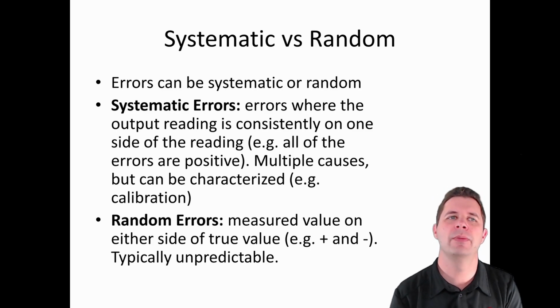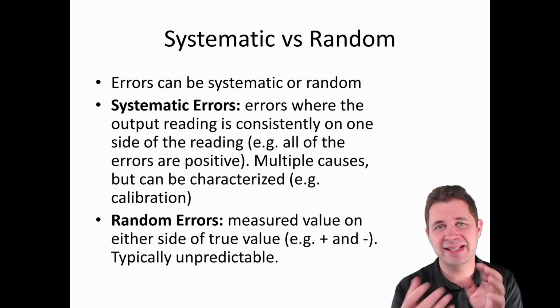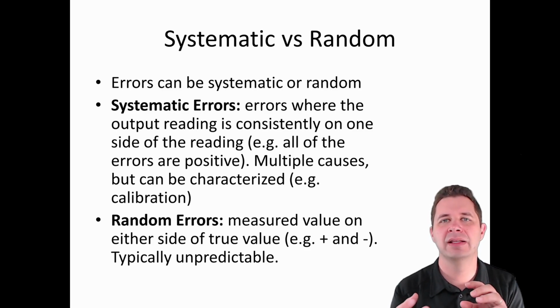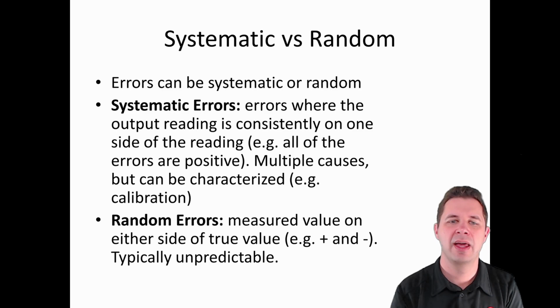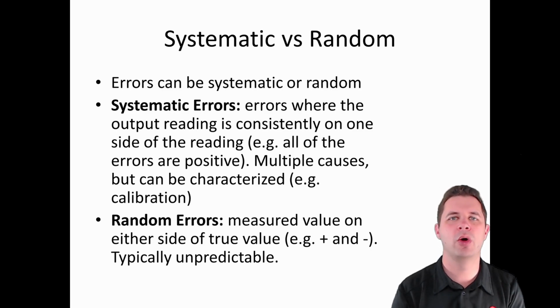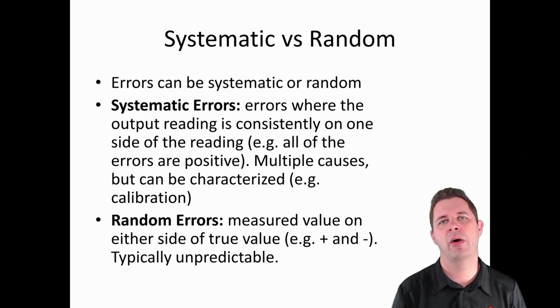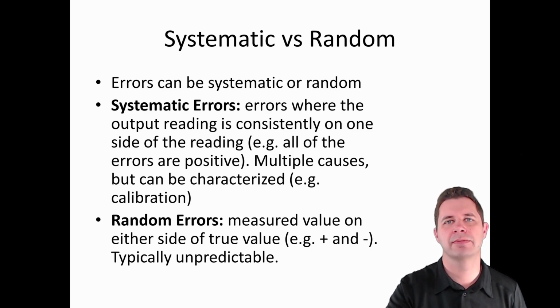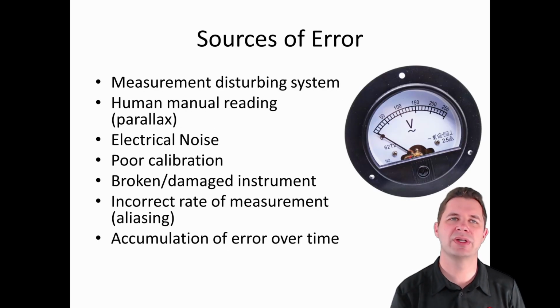Our random errors are a bit trickier. It's where some measurements might be higher, some measurements might be lower, and we can't really predict them. Some of these errors might be caused by noise, for example, or an operator being careless and not performing readings particularly well, or writing numbers down in reverse order, or all sorts of things could be going wrong there with our random errors. Let's talk about some of those sources of error.